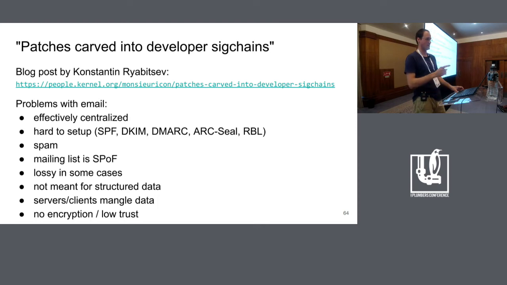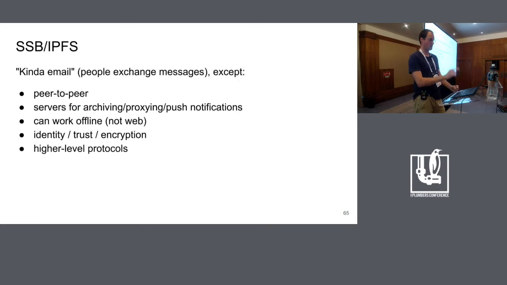So recently, Konstantin Ryabitsev wrote a blog post called "Patches Carved into Developer Sigchains", where he tries to solve some of the problems with email. It's actually different problems. It's more, let's say, technical problems with the email itself, but yeah, the post talks about the protocol called SSB-ActivityPub-FS, which is kind of email in the sense that people exchange messages, except that it's a peer-to-peer protocol, fully distributed, but it can also have servers for, say, archiving and proxying purposes. It can work offline. It has a strong notion of identity, trust, encryption. And the most important thing for us is that it's meant for high-level protocols.